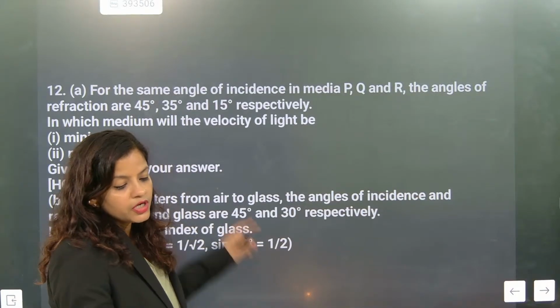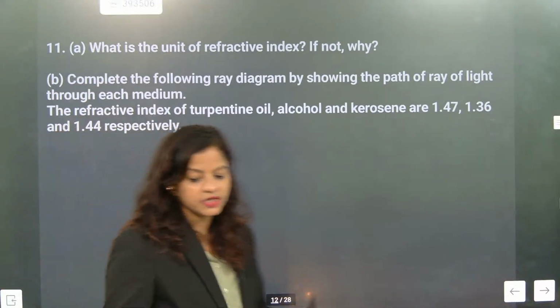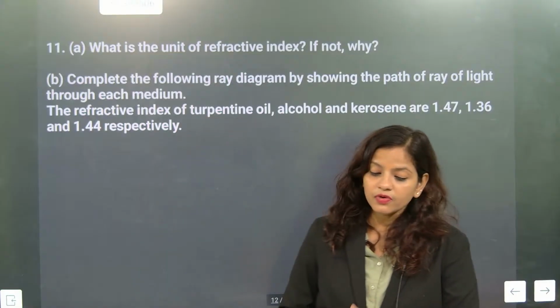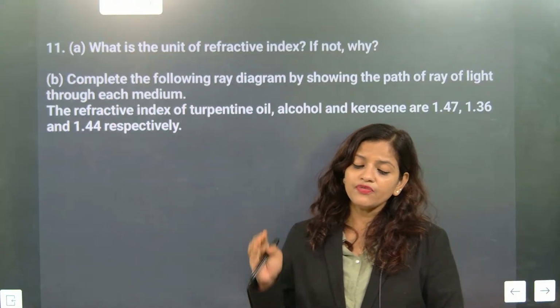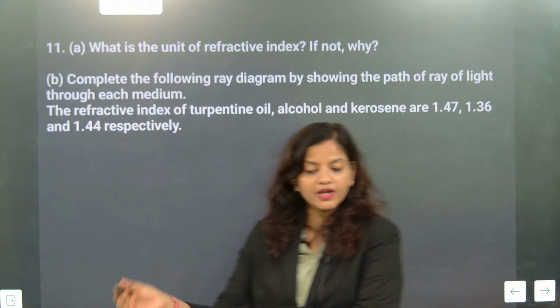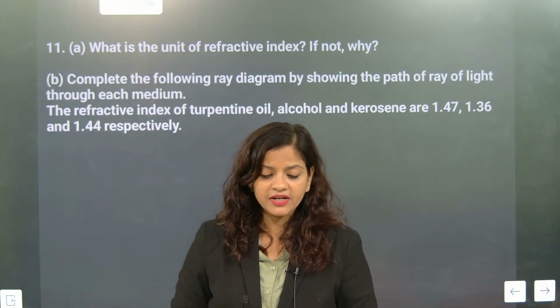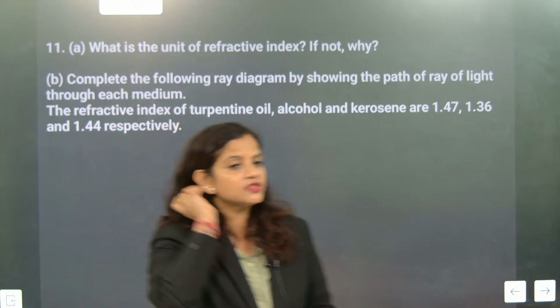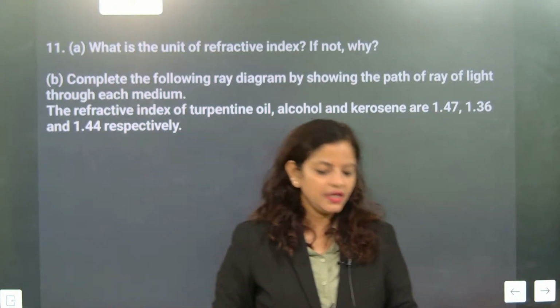See, I am giving you the total question of previous question. Now, something is missing in this question. So, I am going to give you the total question. What is the unit of refractive index? If not, why? I told you how we are going to solve the questions. What is the unit of refractive index? Since refractive index is a ratio, it does not have any unit. So, its ratio part is not having any unit.